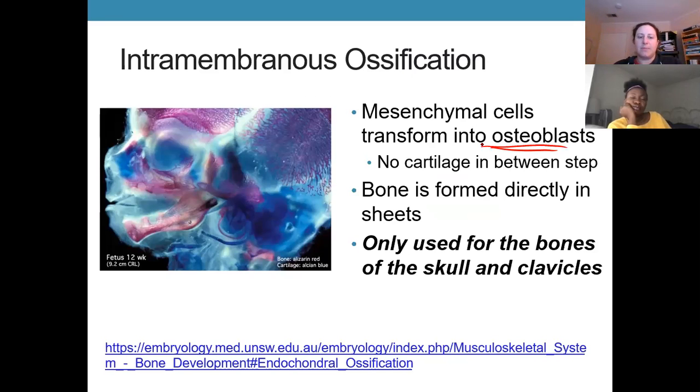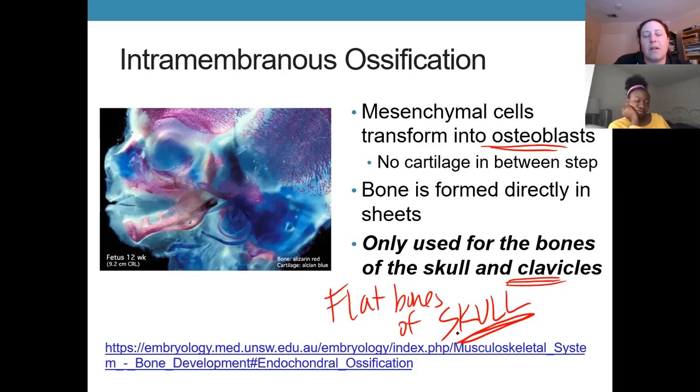It can only make flat bones. And so the only bones that use this particular technique, this type of bone formation, are the flat bones in the skull, and for reasons I've never figured out, the clavicles. Okay, so this is much less common, and it's intramembranous, I think, just because the sheets of mesenchyme that become osteoblasts are probably some sort of connective tissue membrane.